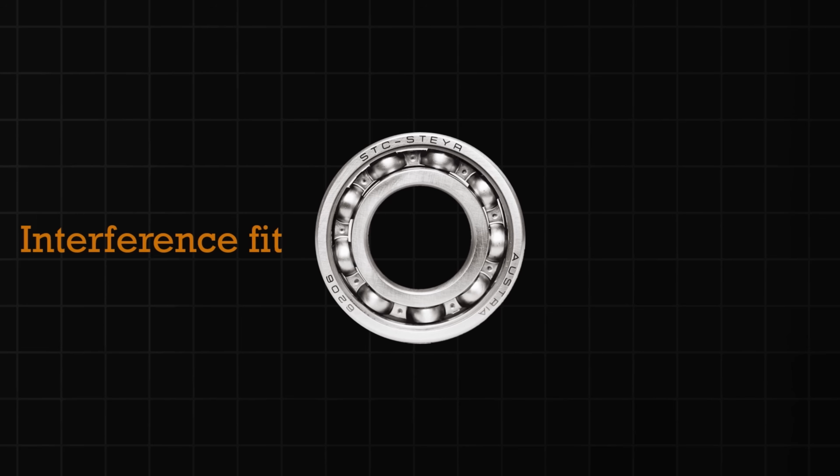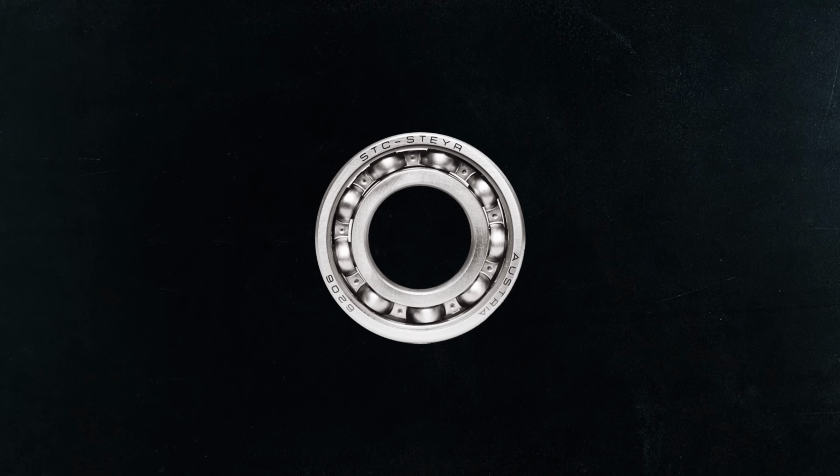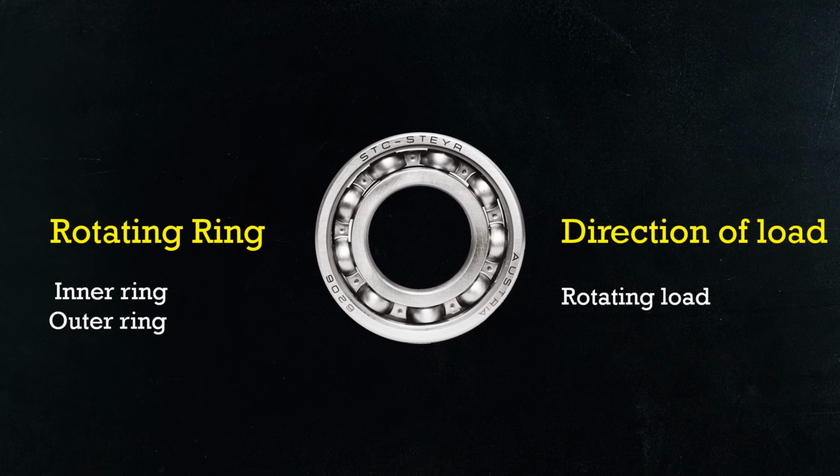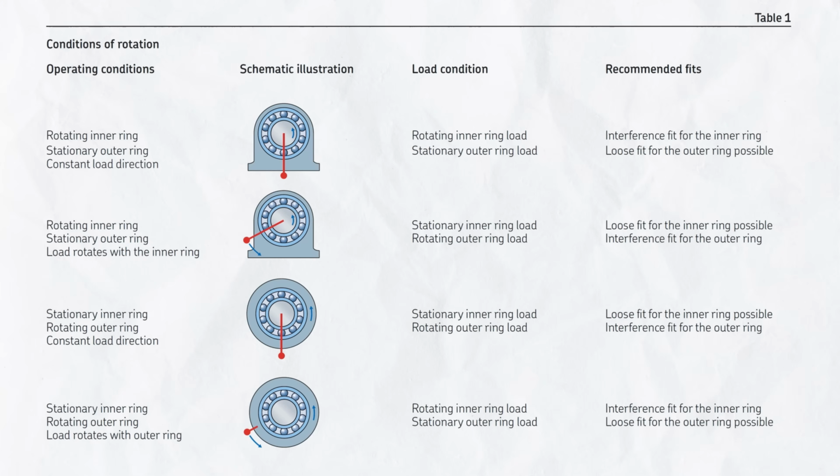So what we usually do for a general application is keep one ring in interference fit and one ring in clearance fit. But which ring we should keep in interference fit and which ring in clearance fit depends on two main factors. One is which bearing ring is rotating, the inner ring or the outer ring. And the second is the condition of the direction of load over the bearing, rotating load or constant direction load. On the basis of these factors, there can be four possible operating conditions.